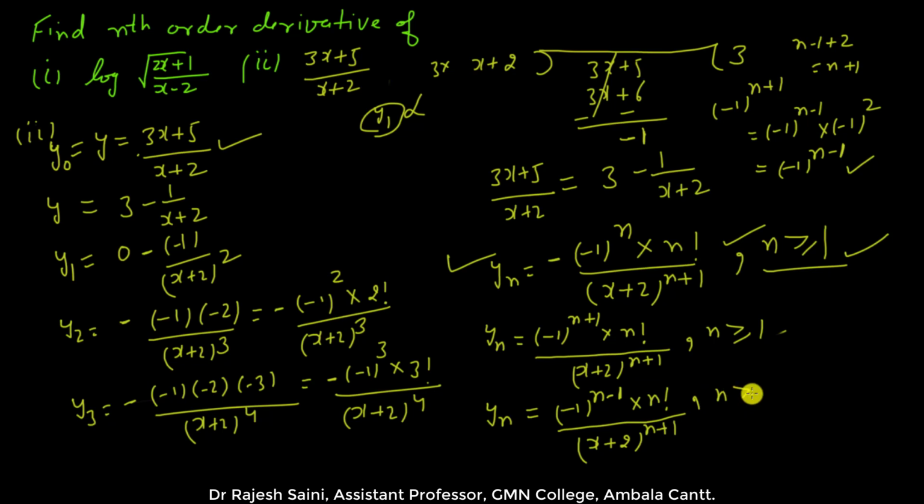So whichever result you want to write in the form of the answer, you are free. You could leave it up to here. You could write it in this form also. You could write it in this form also. So that is the successive differentiation of the given function (3x plus 5) divided by (x plus 2).